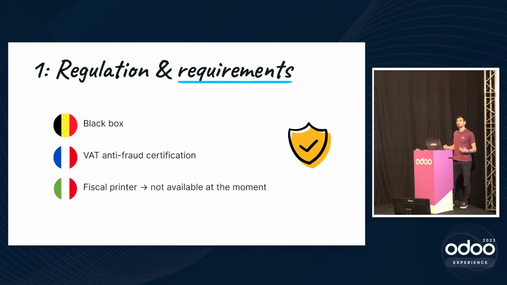And another case is the Italian market. For example, the fiscal printer is not available for the moment, but it will be available soon, so no worry about that. But it's important to know that Odoo doesn't fit every regulation right now. Feel free, of course, to check our documentation if you have any questions about integration with the requirements and regulation that we can have.